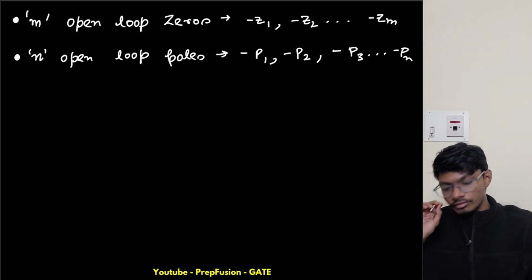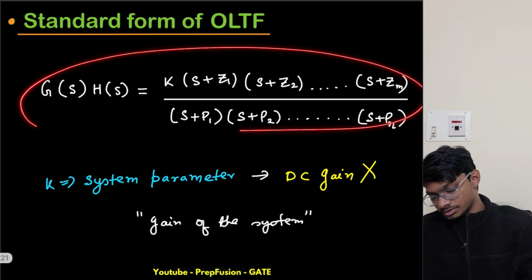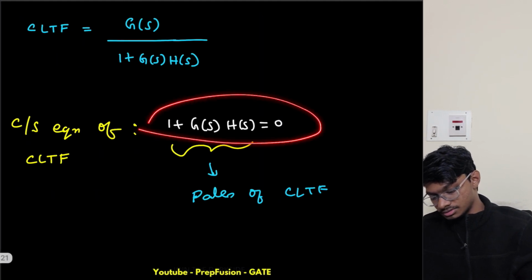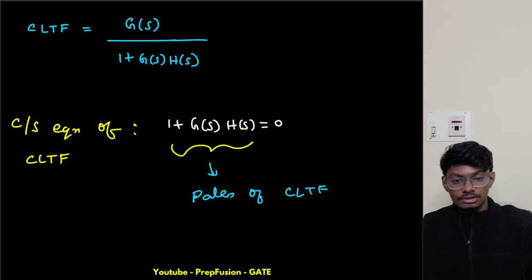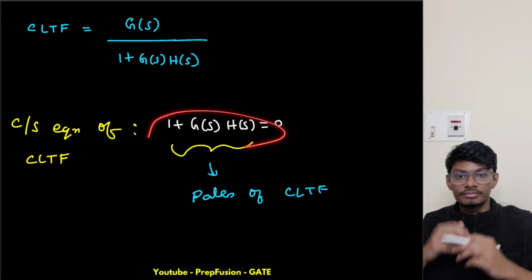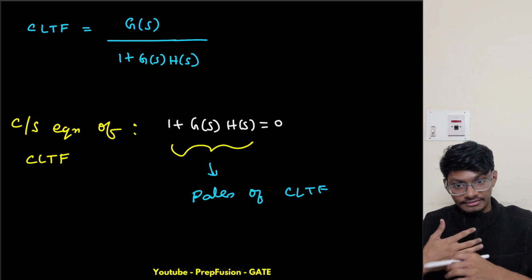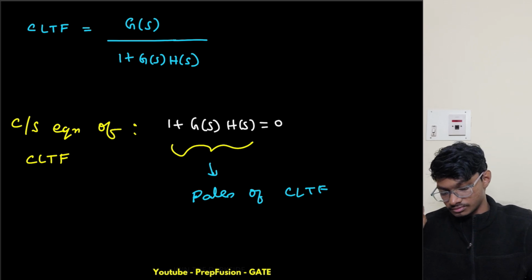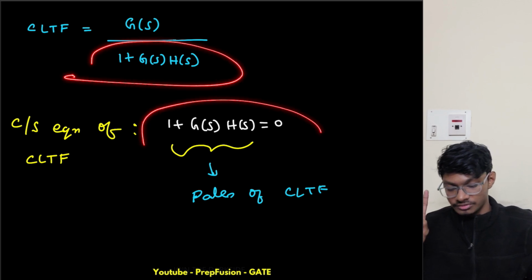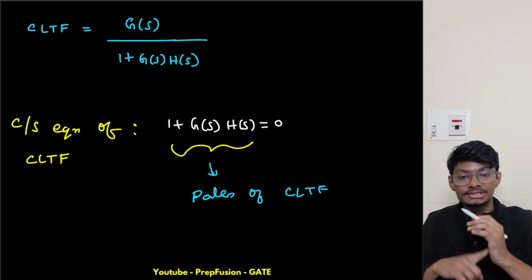Now can you tell me, by seeing this equation, this is the characteristic equation of my CLTF, right? Can you tell me the order of my CLTF? Closed loop transfer function for this one. So here, this is CLTF. What will the order be? Order will be defined by the highest power of this polynomial, right? Now tell me what is the highest power of this polynomial.